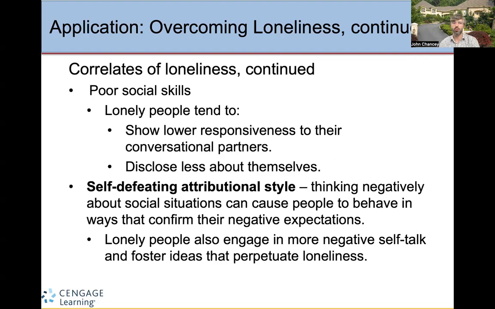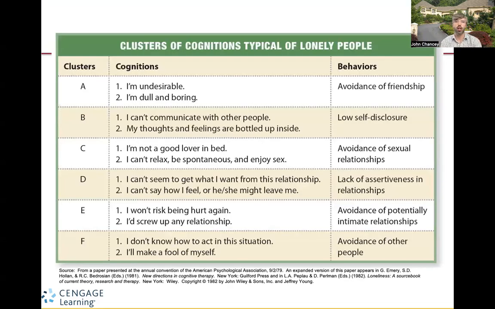Other correlates with loneliness: poor social skills. People who are lonely tend to show low responsiveness to conversational partners, meaning they're maybe not even really listening actively. They're less likely to disclose about themselves. And they might even engage in what's considered a self-defeating attributional style, meaning they think negatively about situations, which leads them to behave in ways that confirm those expectations. So, for example, lonely people might engage in more negative self-talk, which fosters ideas that keep the loneliness going. Some examples might be, I'm undesirable, I'm dull and boring, which might lead to avoidance of friendship. I can't communicate with other people, which leads to low self-disclosure. I can't seem to get what I want from this relationship, which leads to lack of assertiveness within the relationship.